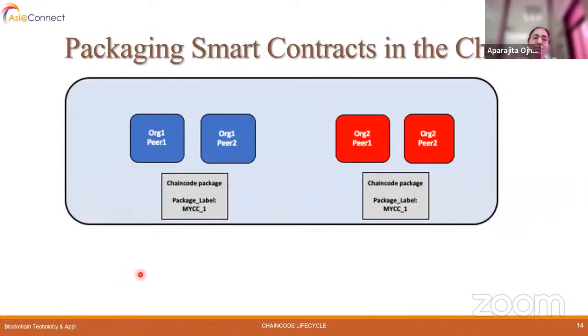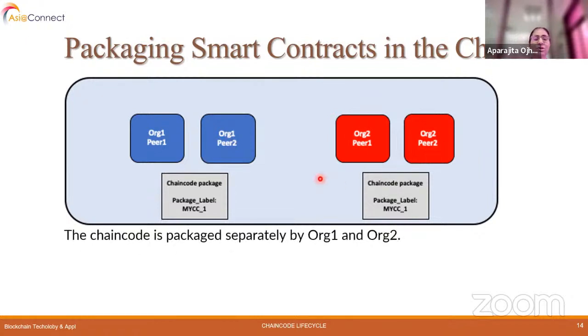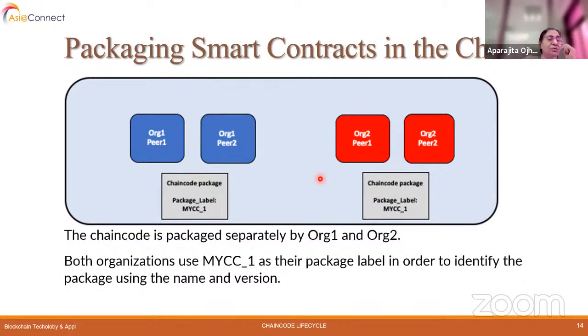So let's take packaging smart contracts in the network. How do we package smart contracts in one chaincode? So you have the chaincode package. You have a package label, mycc1, and here also package label mycc2. You have 2 pairs of Org1 and 2 pairs of Org2. The chaincode is packaged separately by Org1 and Org2. So each organization will be responsible for packaging the chaincode separately.